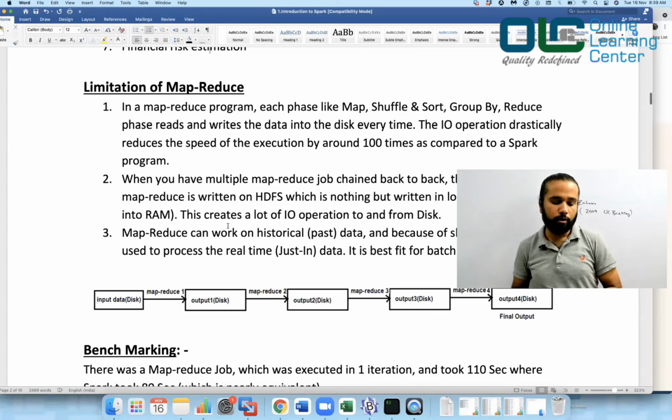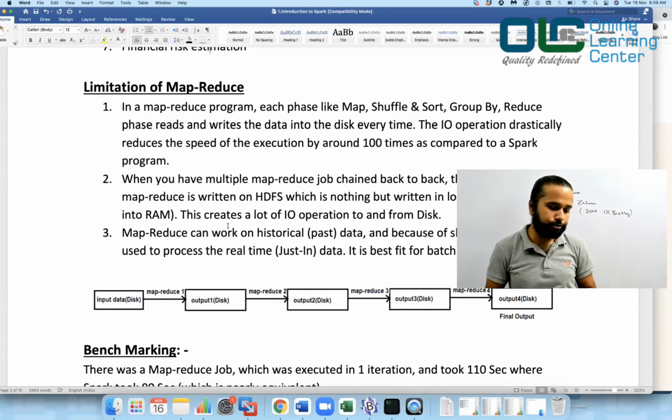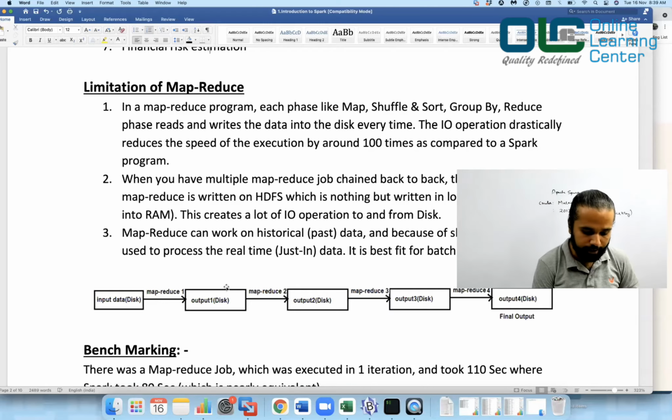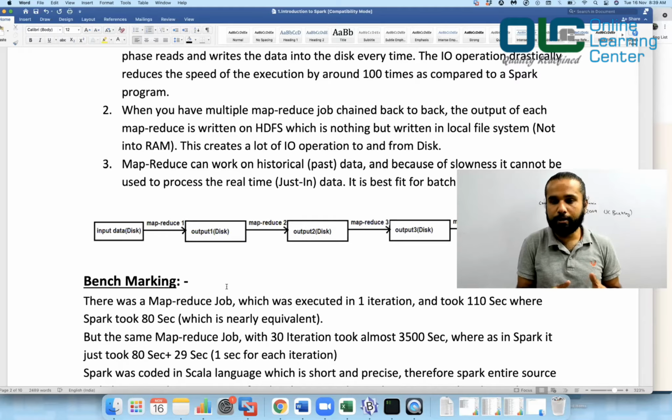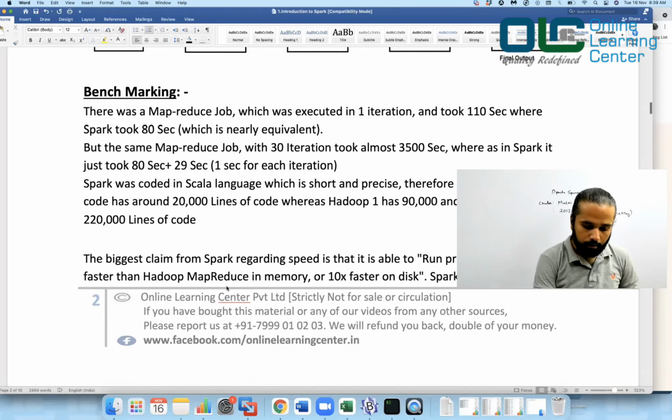Now let's talk about the limitation of MapReduce. We've already discussed that MapReduce always prefers reading the data from a disk. HDFS is where you store the data, and every MapReduce job would read the data from HDFS, process it, and send the output back to HDFS. This process continues, and HDFS is always a disk. That is what makes MapReduce really slow.